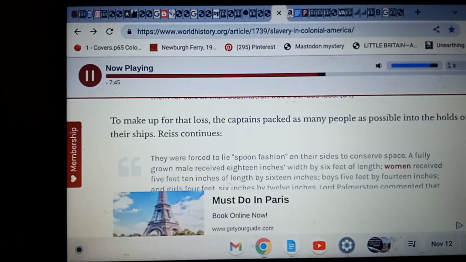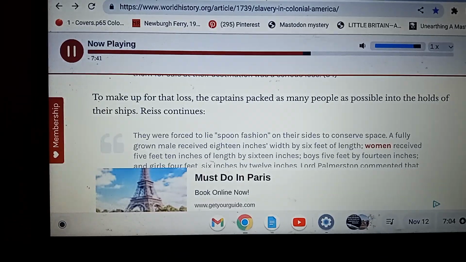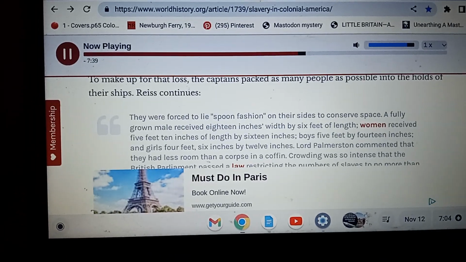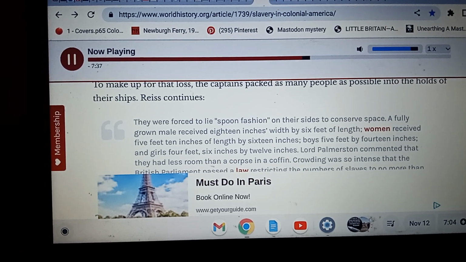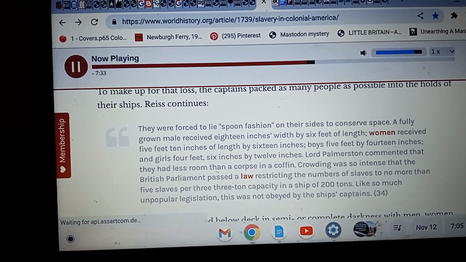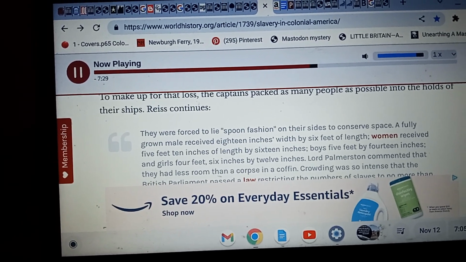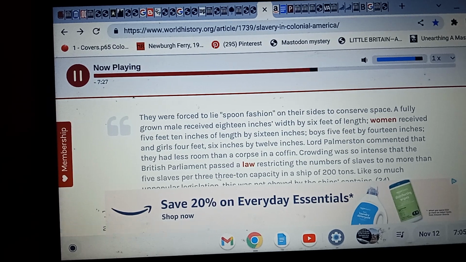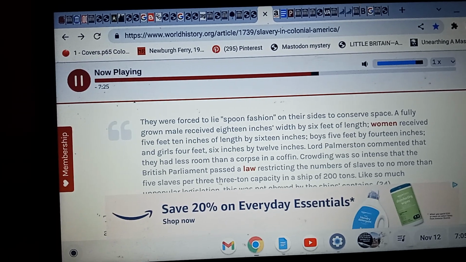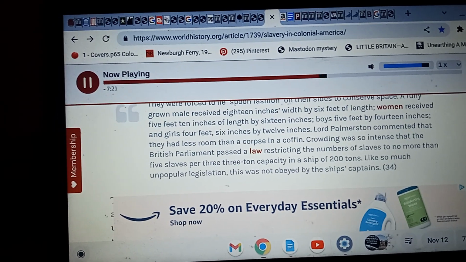To make up for that loss, the captains packed as many people as possible into the holds of their ships. Rice continues, they were forced to lie spoon fashion on their sides to conserve space. A fully grown male received 18 inches width by 6 feet of length, women received 5 feet 10 inches of length by 16 inches, boys 5 feet by 14 inches, and girls 4 feet, 6 inches by 12 inches. Lord Palmerston commented that they had less room than a corpse in a coffin.